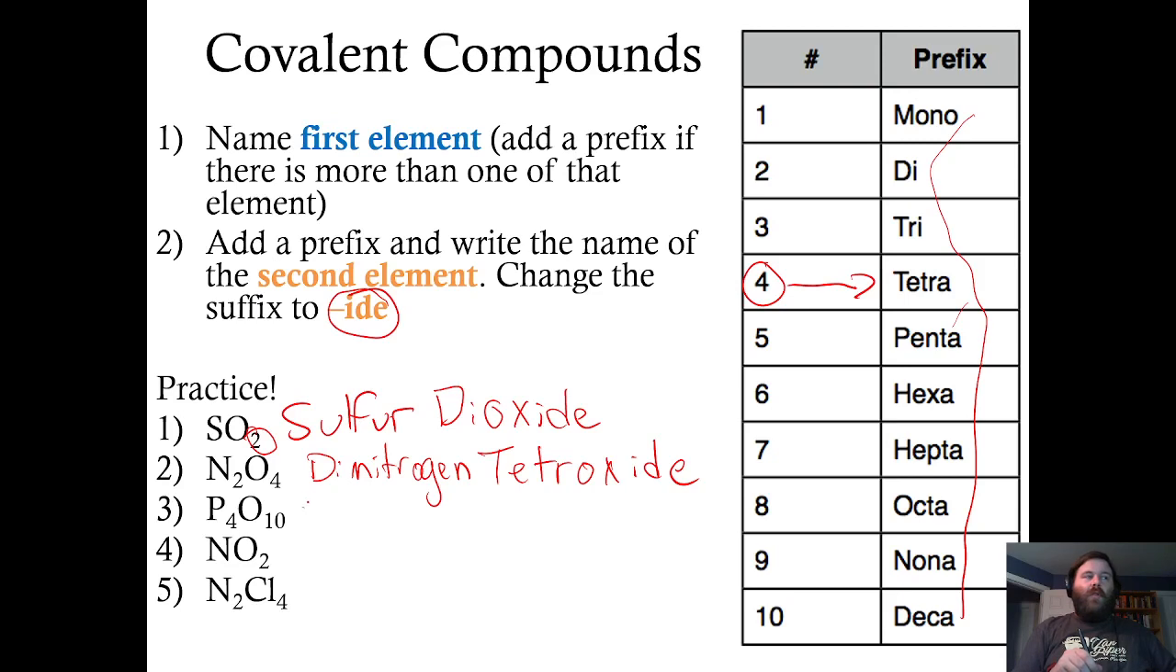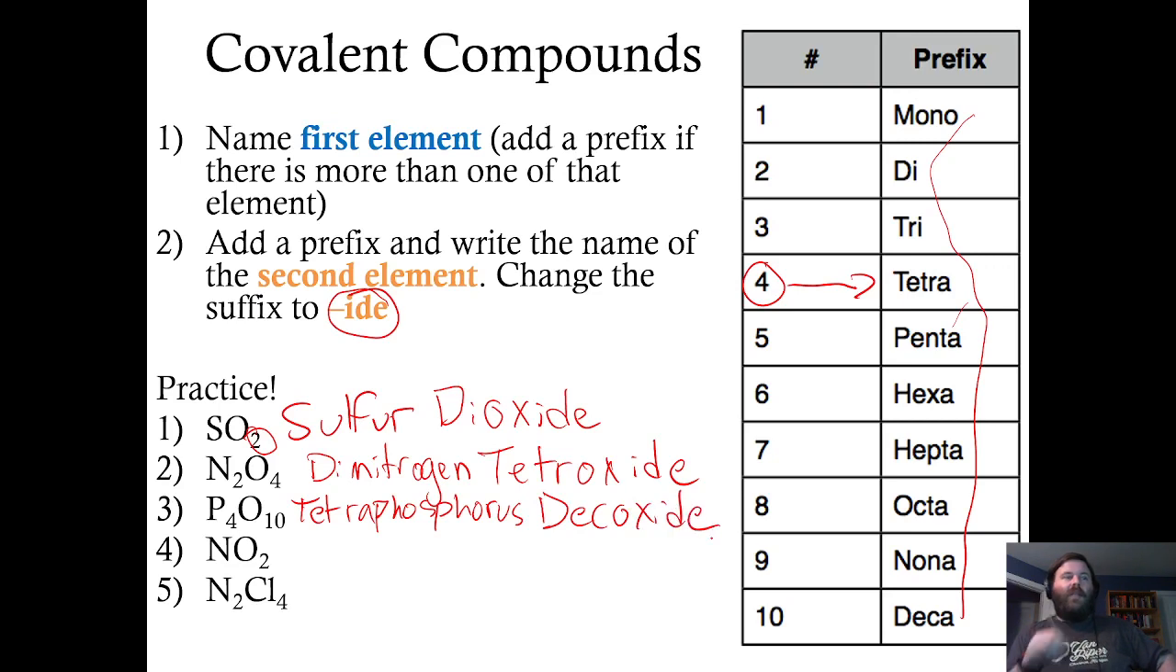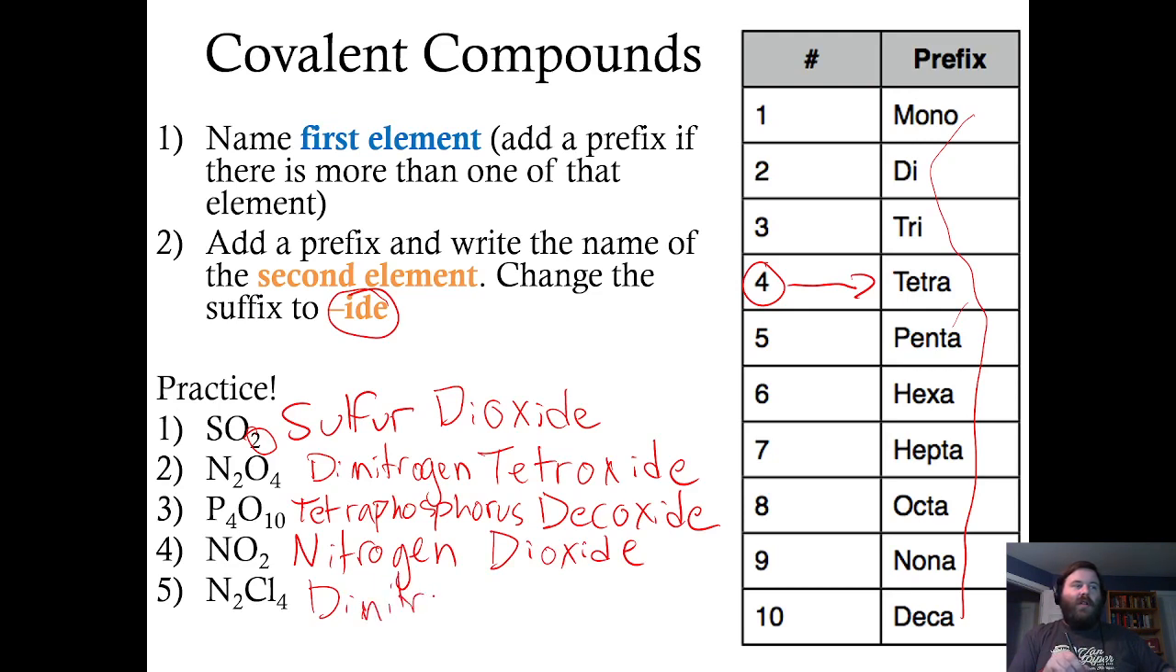Phosphorus, we've got 4 of them, so tetraphosphorus. Okay, long words. And then decoxide. Okay, because there are 10 of them. And then here, nitrogen, no prefix because it's just one. Dioxide. And then dinitrogen. And then 4 chlorines. Once again, that is tetrachloride.